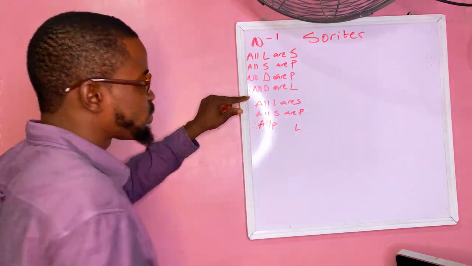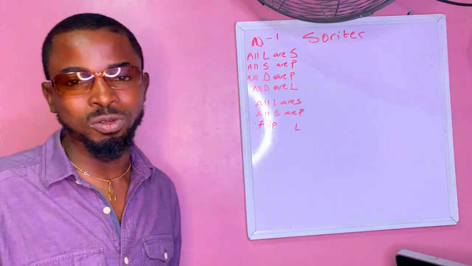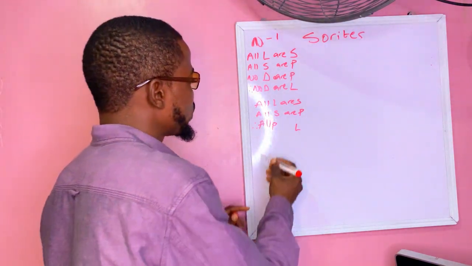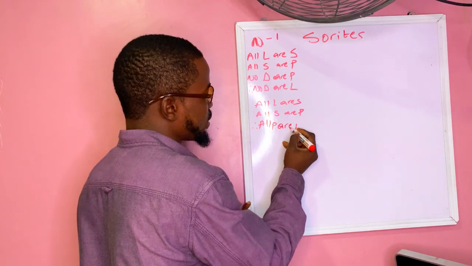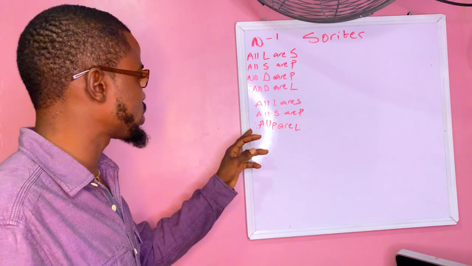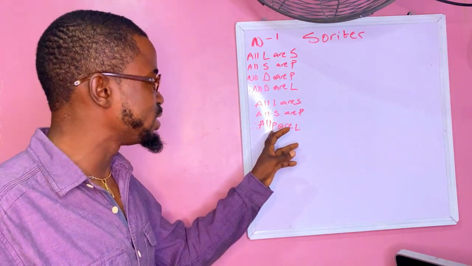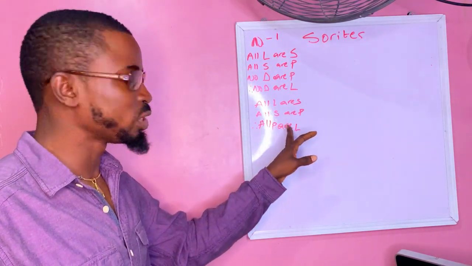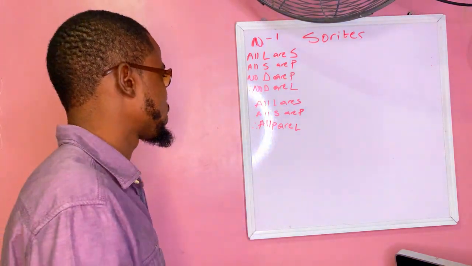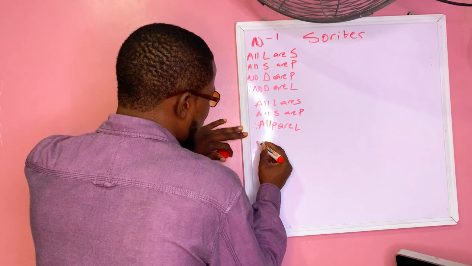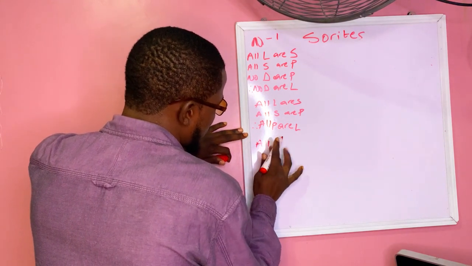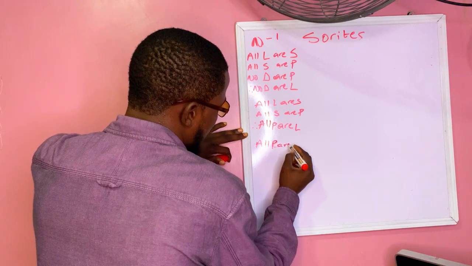And there is no negative proposition in the premises, so it is also not possible for the conclusion to be negative. It has to be affirmative. So all P are L. So that's the first one. And like I told you, once you bring out the conclusion of the first one, it is going to serve as the major premise for the second syllogism. So the second one will be: all P are L.